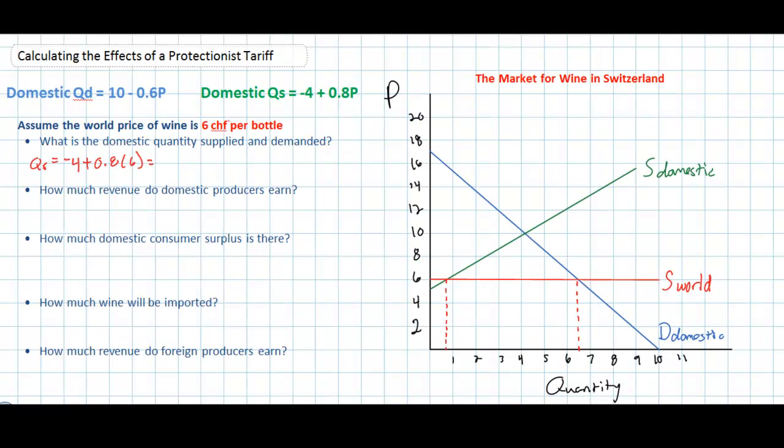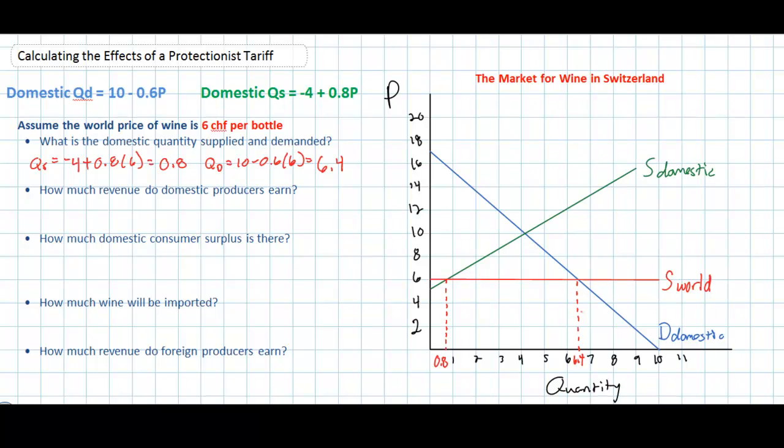We can see that the domestic quantity supplied of wine will be 0.8, and the domestic quantity demanded we can find by plugging the same price into the demand equation. And that gives us a domestic quantity demanded of 6.4 bottles of wine. So we can now label those points on our graph. The domestic quantity supplied of wine will only be 0.8, but the domestic quantity demanded will be 6.4.